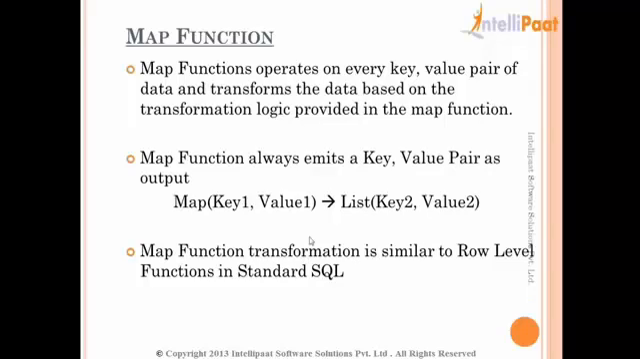A map function transform is similar to a row level function in standard SQL, which means it is not doing any group by. For every record you could emit one record as output, though you need not always emit anything. Essentially we are just transposing the key and value to a different key and value. So for this word count example, the map function will take every line, split every line into words, and emit the word with 1 as the value. So the key will be the word and the value will be 1.